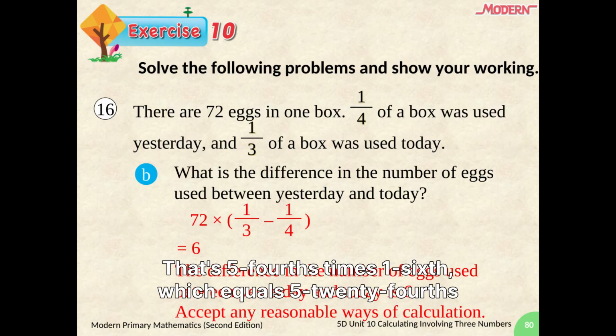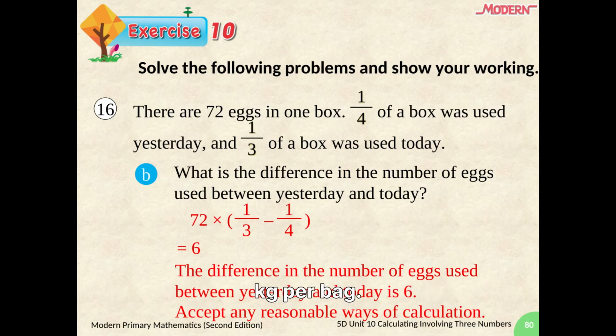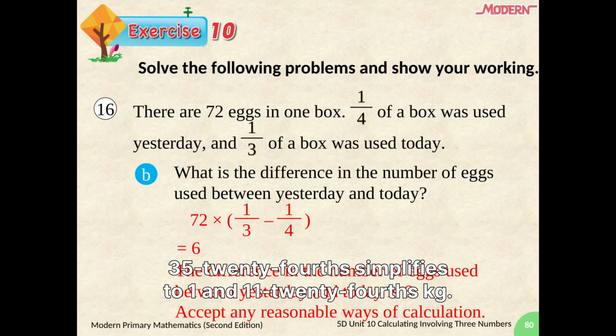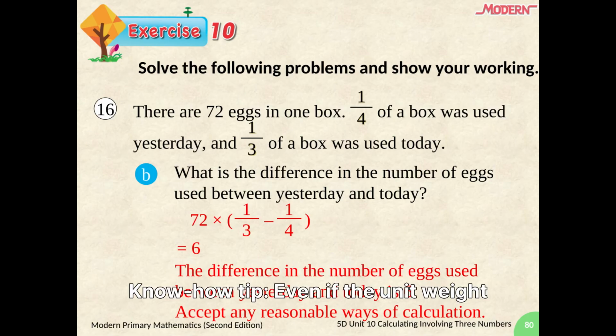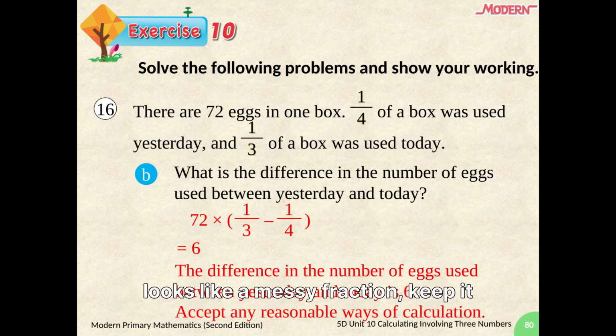That's 5/4 times 1/6, which equals 5/24 kilograms per bag. Now multiply that unit weight by 7, 5/24 times 7. 35/24 simplifies to 1 11/24 kilograms. Know-how tip, even if the unit weight looks like a messy fraction, keep it exact, don't round.